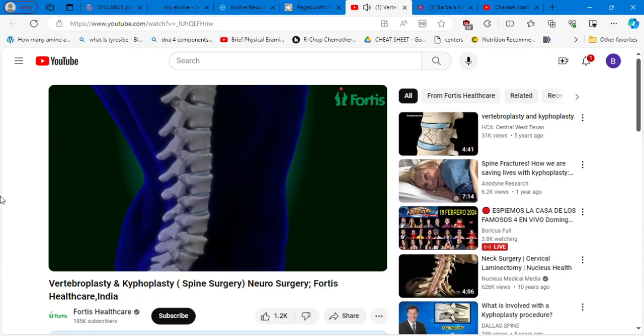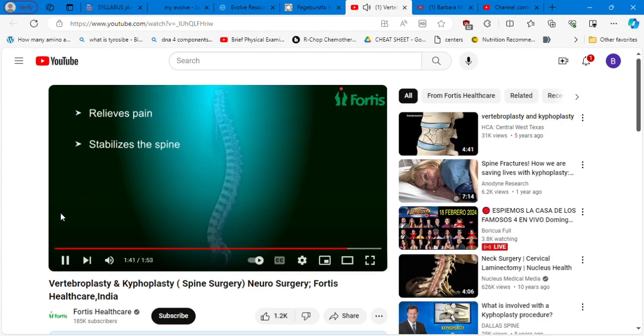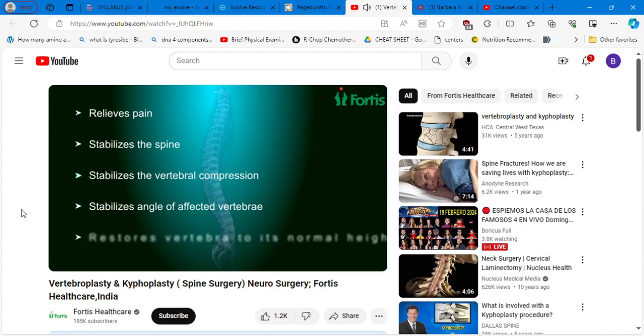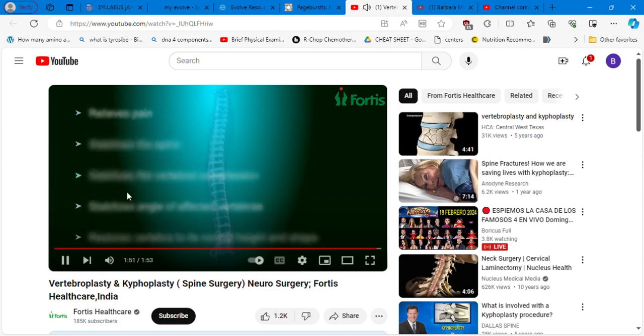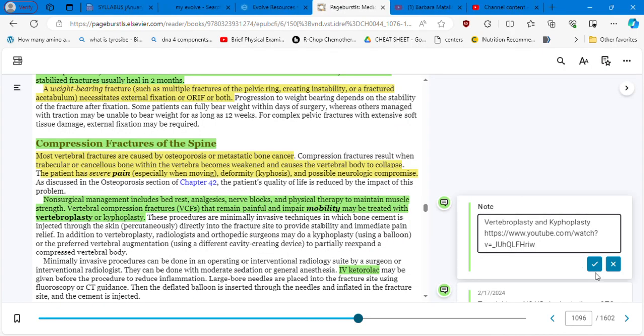Both kyphoplasty and vertebroplasty relieve pain and give stability to the spine. These procedures help stabilize vertebral compression fractures and the angle of the affected vertebrae, thus restoring it to a more normal height and shape. These are excellent procedures, really.